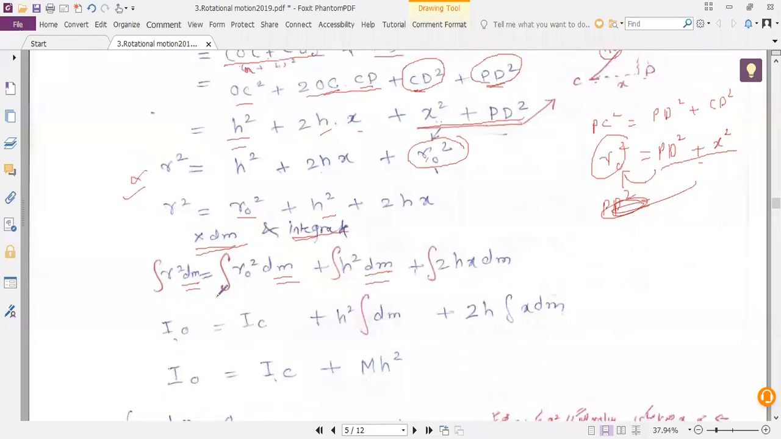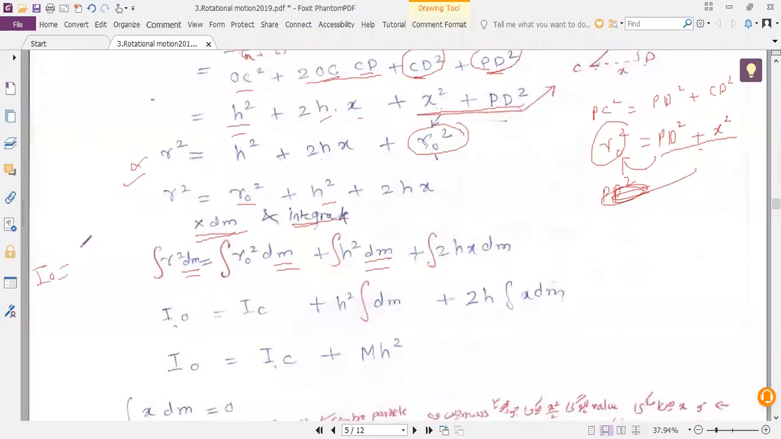So we know that IO is nothing but integration of R square dm. Remember, this is the value. So replace this R square dm by IO and R0 square dm by IC. We know the IC value, integration R0 square dm. Correct? We know that H is constant, so take it outside. We know the integration of dm is nothing but capital M, so it becomes MH square.